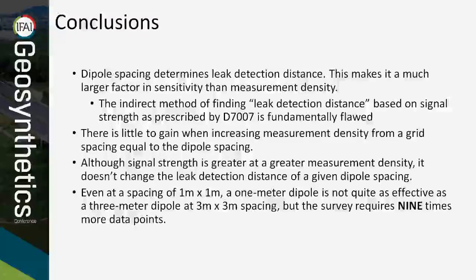We've also found out that there's little to gain when increasing measurement density from a grid spacing that's equal to the dipole spacing. Although signal strength is slightly greater at a greater measurement density, it does not change the leak detection distance for a given dipole spacing. And lastly, even at a spacing of 1 meter by 1 meter, a 1 meter dipole is not quite as effective as a 3 meter dipole at a 3 meter by 3 meter spacing. So this shows us that a survey that requires 9 times more data points is in fact not as sensitive as a survey performed with a 3 meter dipole.